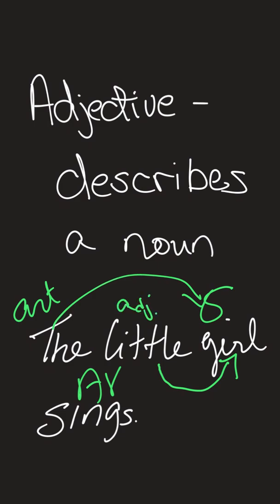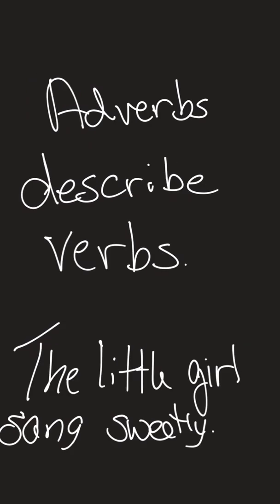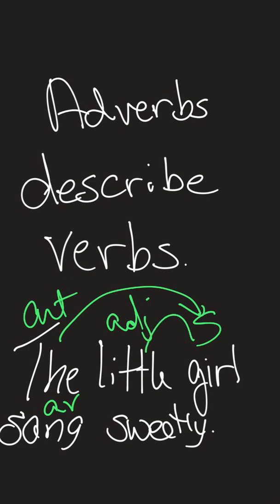Okay, you know that. We've done that several times. So let's look at adverbs. They describe verbs. So once again, we've got our article, our adjective, our subject, our action verb. Let's draw our arrows to the words they describe. And then we have the word sweetly. Sweetly tells us how she sang. So it describes our verb. That makes it an adverb. But adverbs do more than describe verbs.